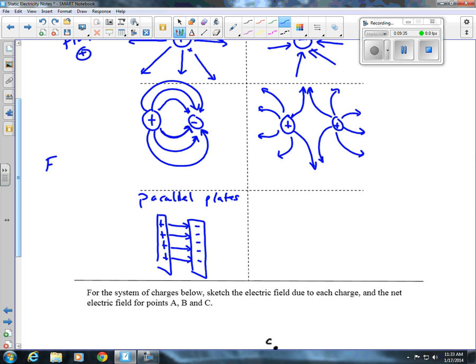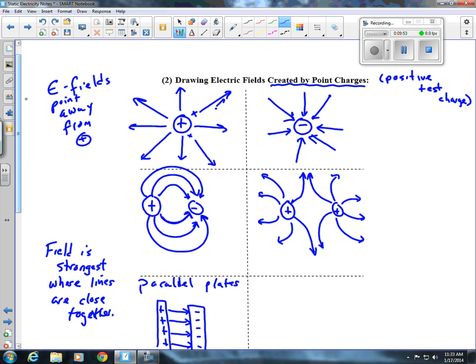Now, the reason this is important is this. The field is strongest where the lines are close together. Let's look at that first one that we did. The electric field is going to be stronger when I'm nearer to the positive charge. It gets weaker as I go out. And I can tell that because when I'm near it, right here, the electric field lines are really close together. And as I get farther away, the electric field lines get farther apart. So it's getting weaker and weaker.